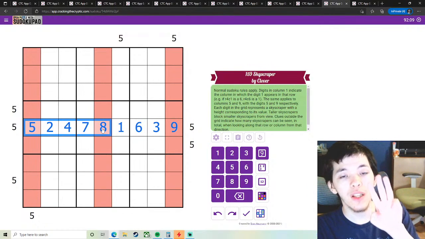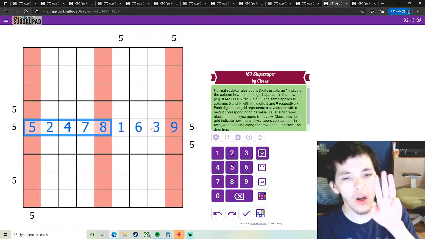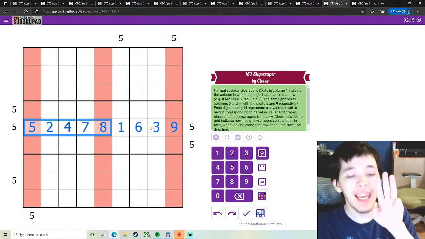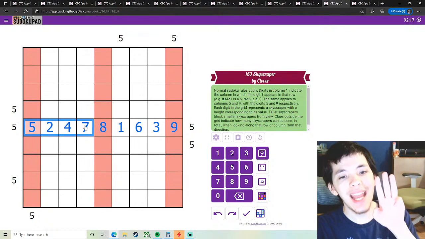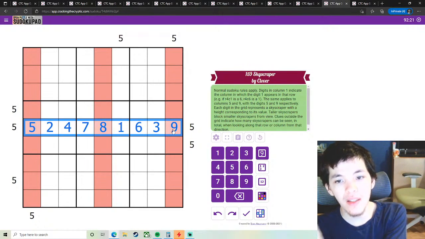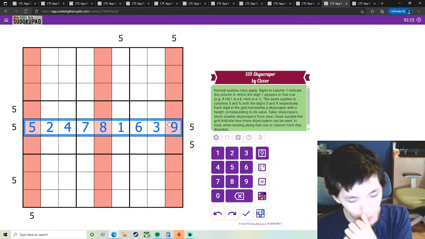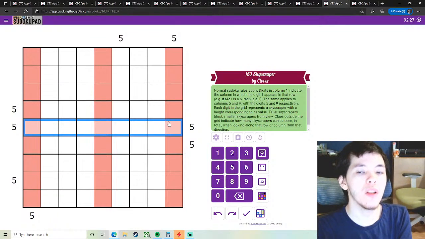The 8 is taller than a 7, so now I've seen 3 skyscrapers, and 1, 6, and 3 are all smaller than 8, so I can't see those. But 9 is the very tallest skyscraper. So from this angle, I'm able to see 4 skyscrapers. And that's pretty much the rule. That's the main rule on this puzzle.